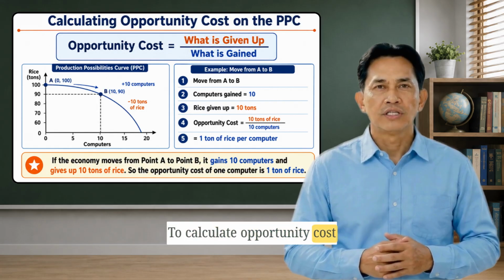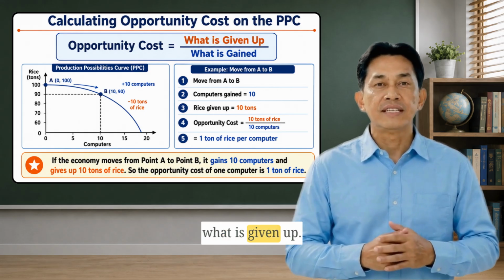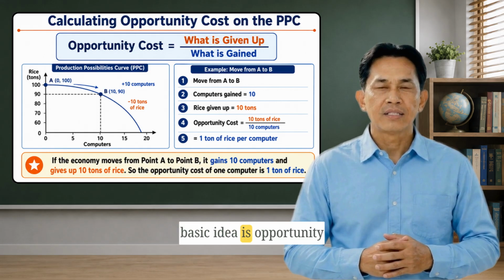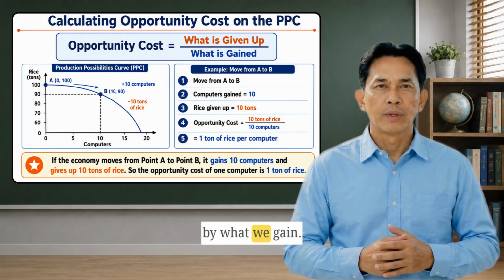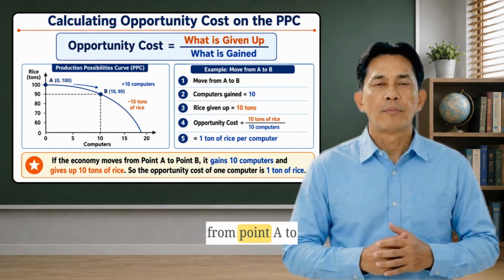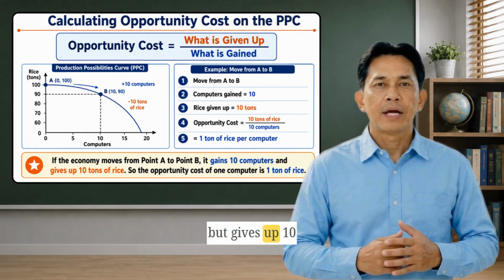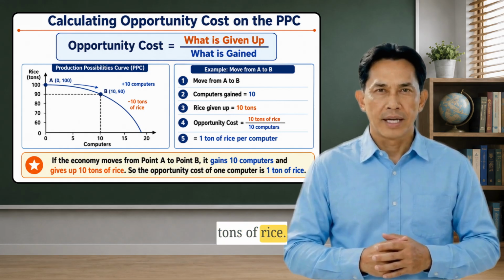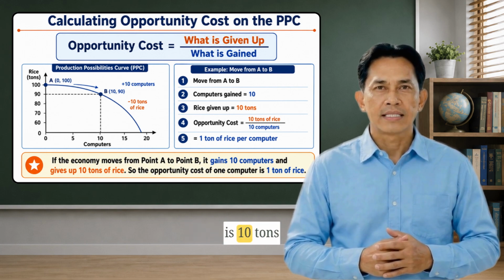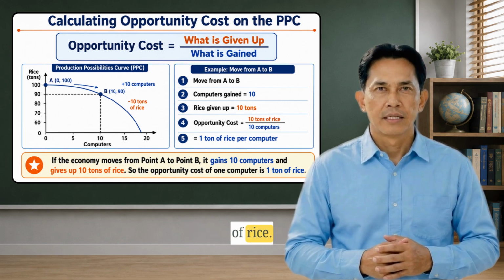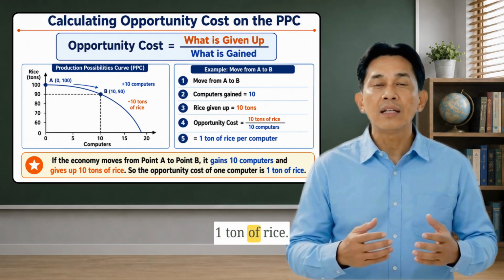To calculate opportunity cost on the PPC, we look at what is gained and what is given up. The basic idea is opportunity cost equals what we give up divided by what we gain. If the economy moves from point A to point B, it gains 10 computers but gives up 10 tons of rice. So the opportunity cost of 10 more computers is 10 tons of rice. That means the opportunity cost of one computer is 1 ton of rice.